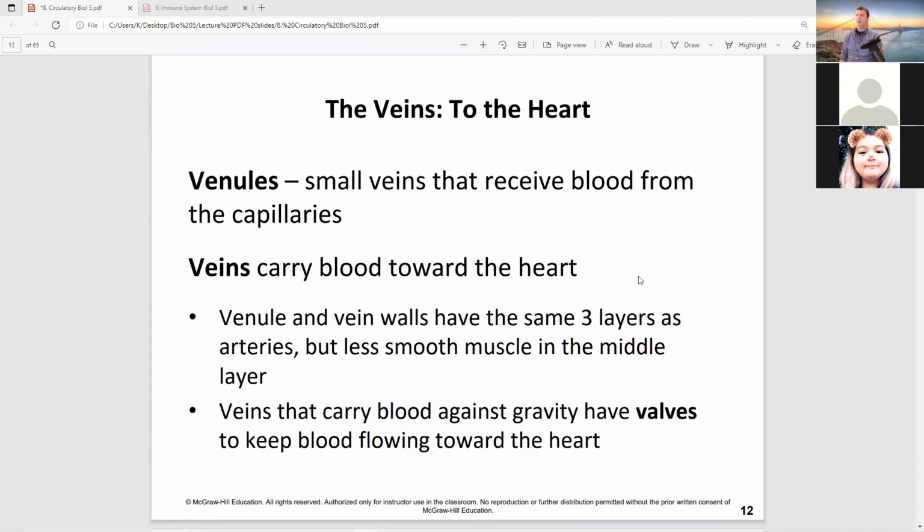Okay, the veins to the heart. The venules are small veins that receive blood from the capillaries, and veins carry blood towards the heart. Venules and vein walls have the same three layers as arteries, but less smooth muscle in the middle layer. And veins that carry blood against gravity have valves that keep blood flowing towards the heart.